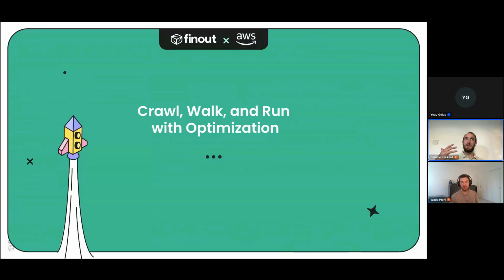Now we want to walk through different phases of people in optimization, and specifically hear from you, Wade, in terms of what you see people focusing on during different stages. And I can share what we've seen at Finout.